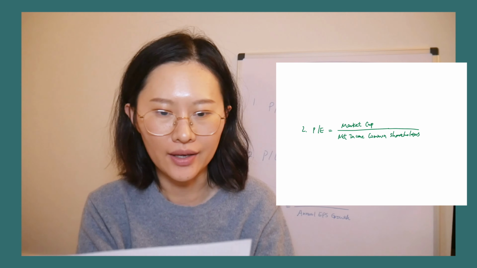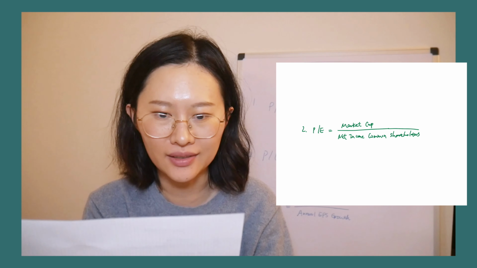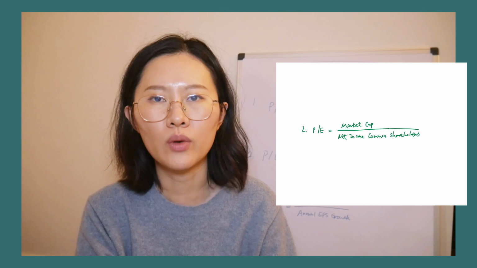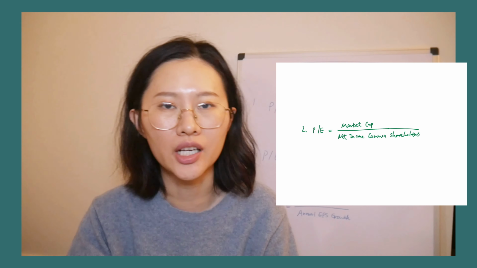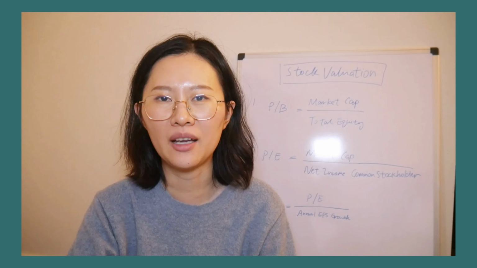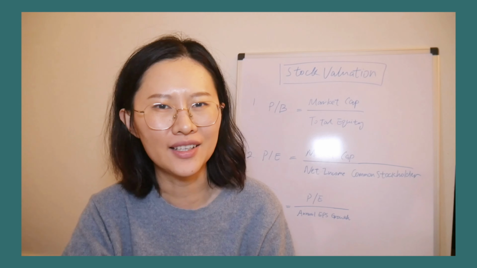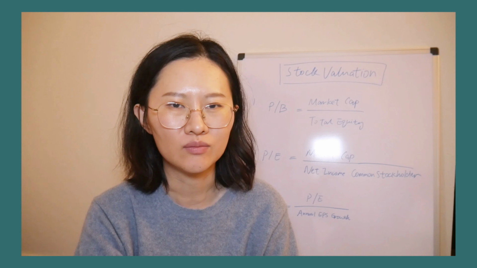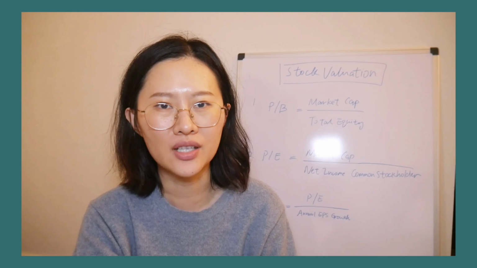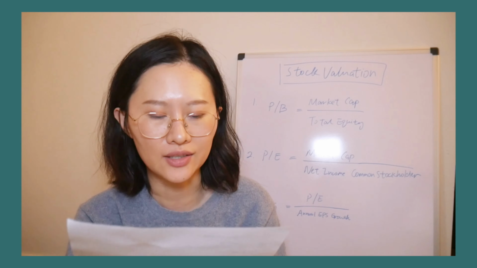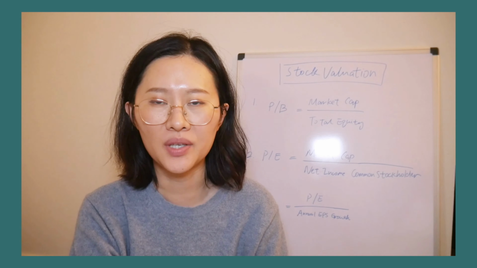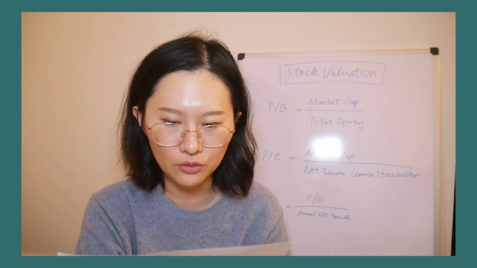So the second measuring method is the PE ratio. PE ratio is market cap divided by the net income of common stockholders. PE ratio is like the price to earnings ratio. It shows how many times the stock price is compared with the current earnings. It's probably the most commonly used method; even when Ray Dalio talks about some stocks, he also uses this indicator. On average, the PE ratio for the S&P 500 is around 13 to 15.